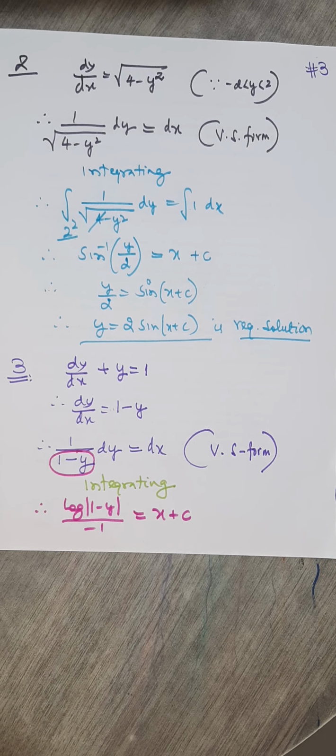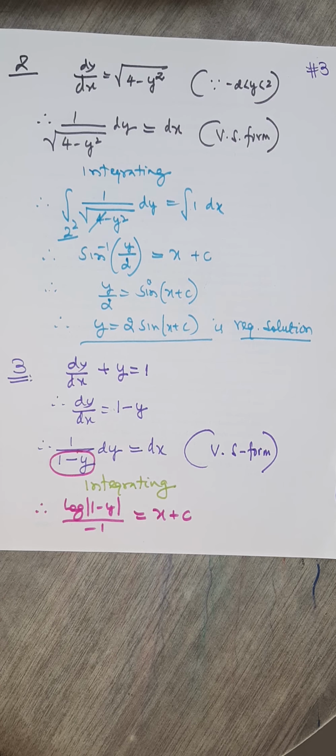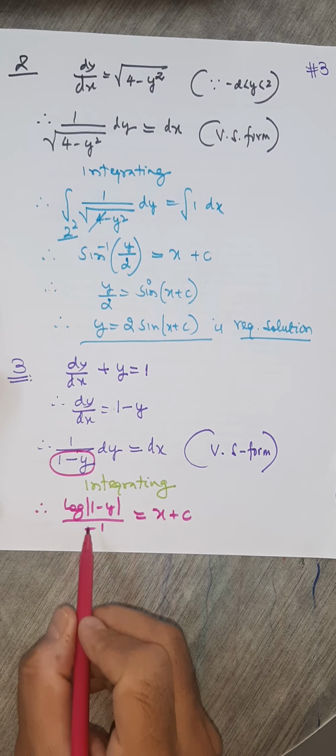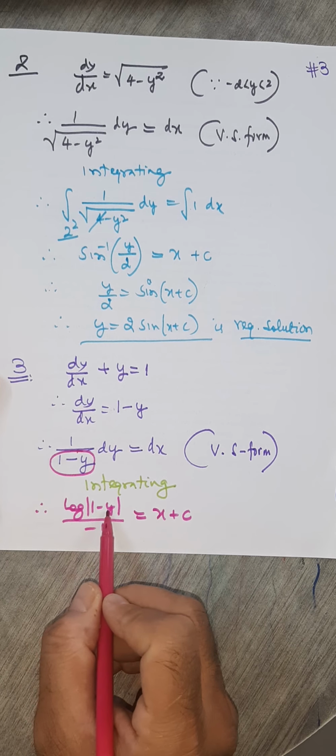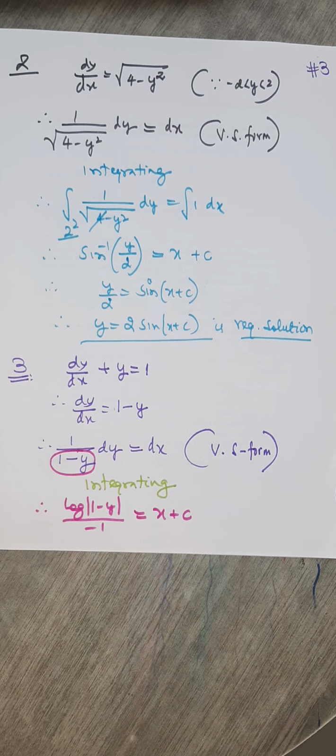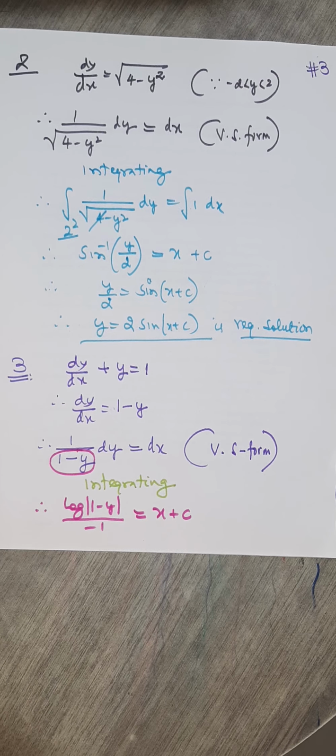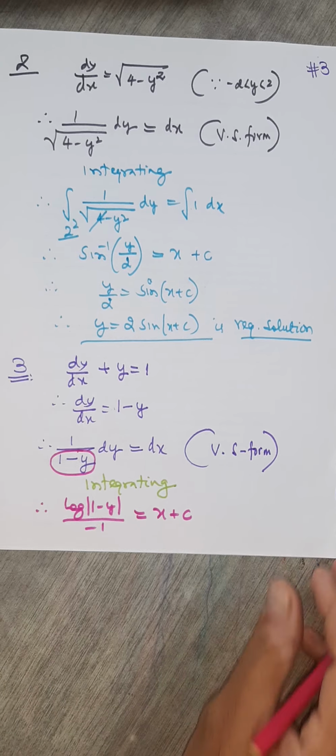Understood? It's like integral of 1 upon x. What's the integral of 1 upon x? You know, here integral of 1 upon x is nothing but log of mod of 1 minus y, remember. Fine. Now you can simplify further if you want, otherwise you can leave it in this form.